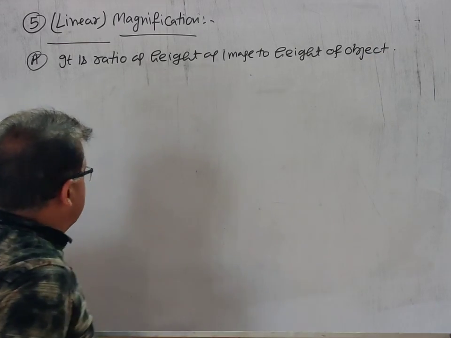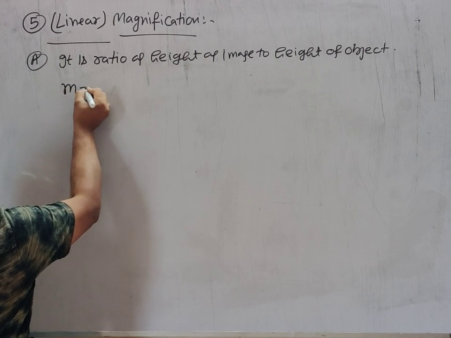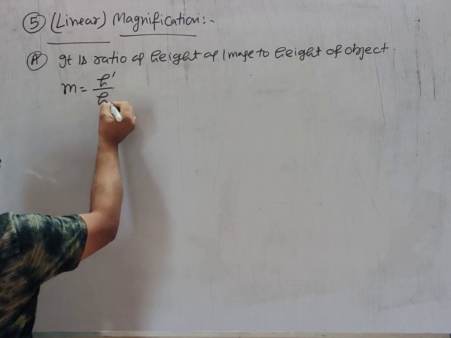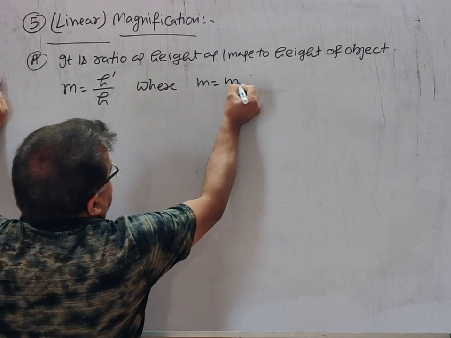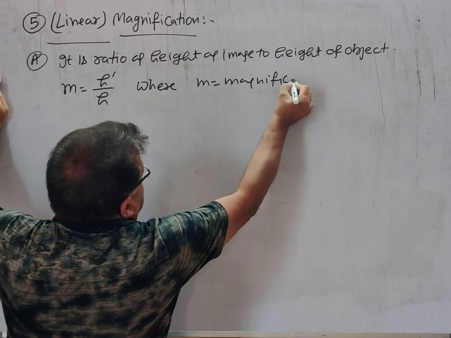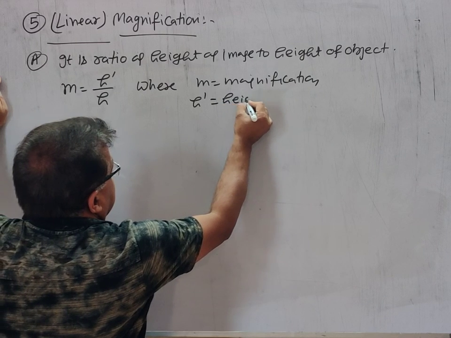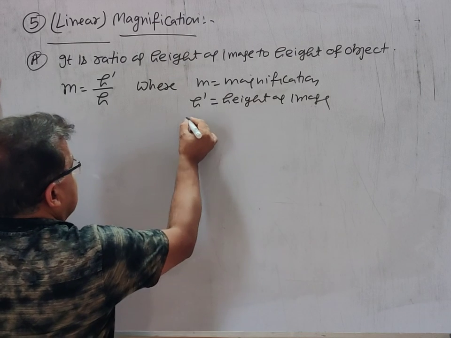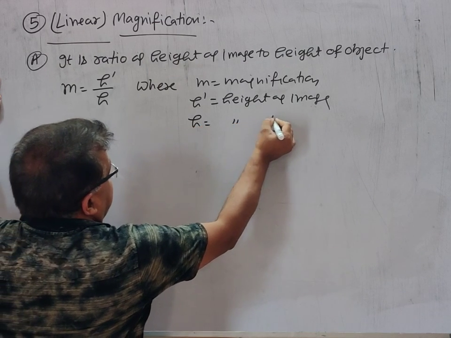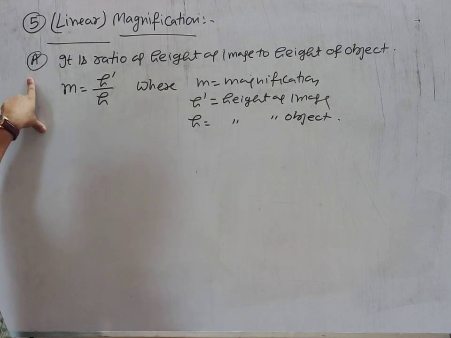which was also similar in the linear magnification of mirror, that is m is equal to h dash by h, where m is magnification or linear magnification, h dash is height of image or size of image, h is height of object. This definition was same as the linear magnification of mirror.